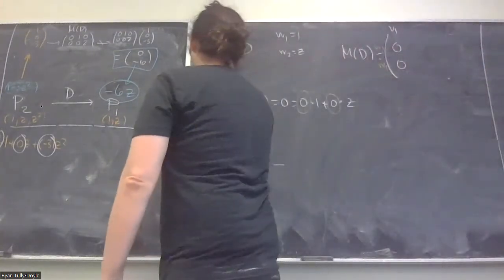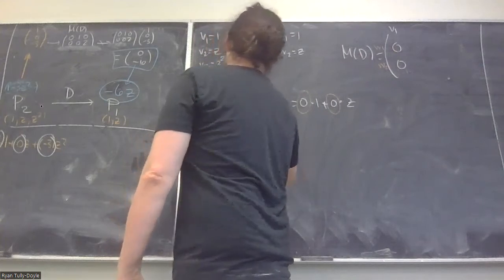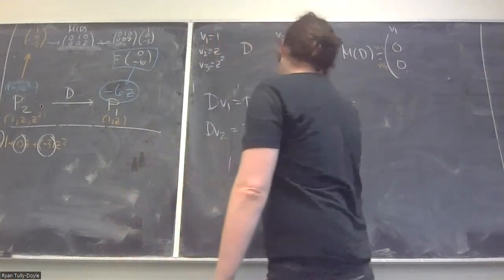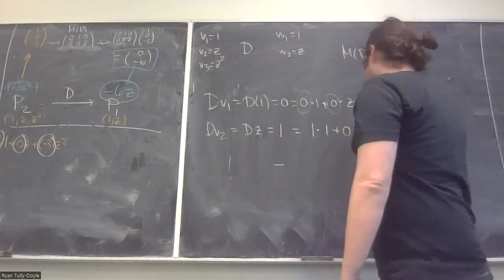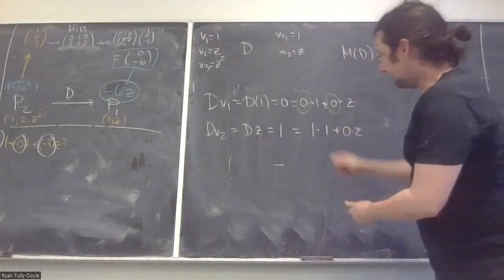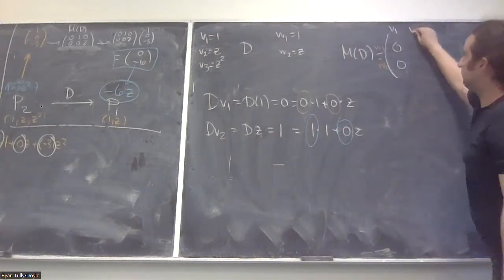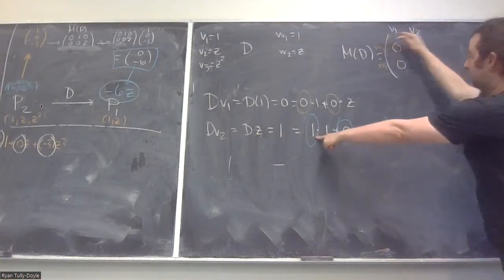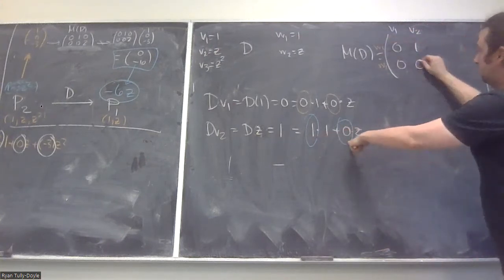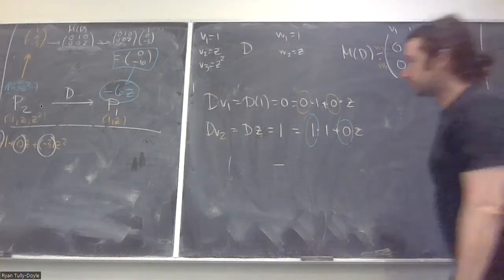D of V2 is D of z, which is 1, which equals 1 copy of the 1 function and 0 copies of the z function. So I use this coefficient and this one because that keeps track of what happened with V2. V2 went in, and the coefficient of W1 was 1, and the coefficient of W2 was 0. And now I plug in V3.